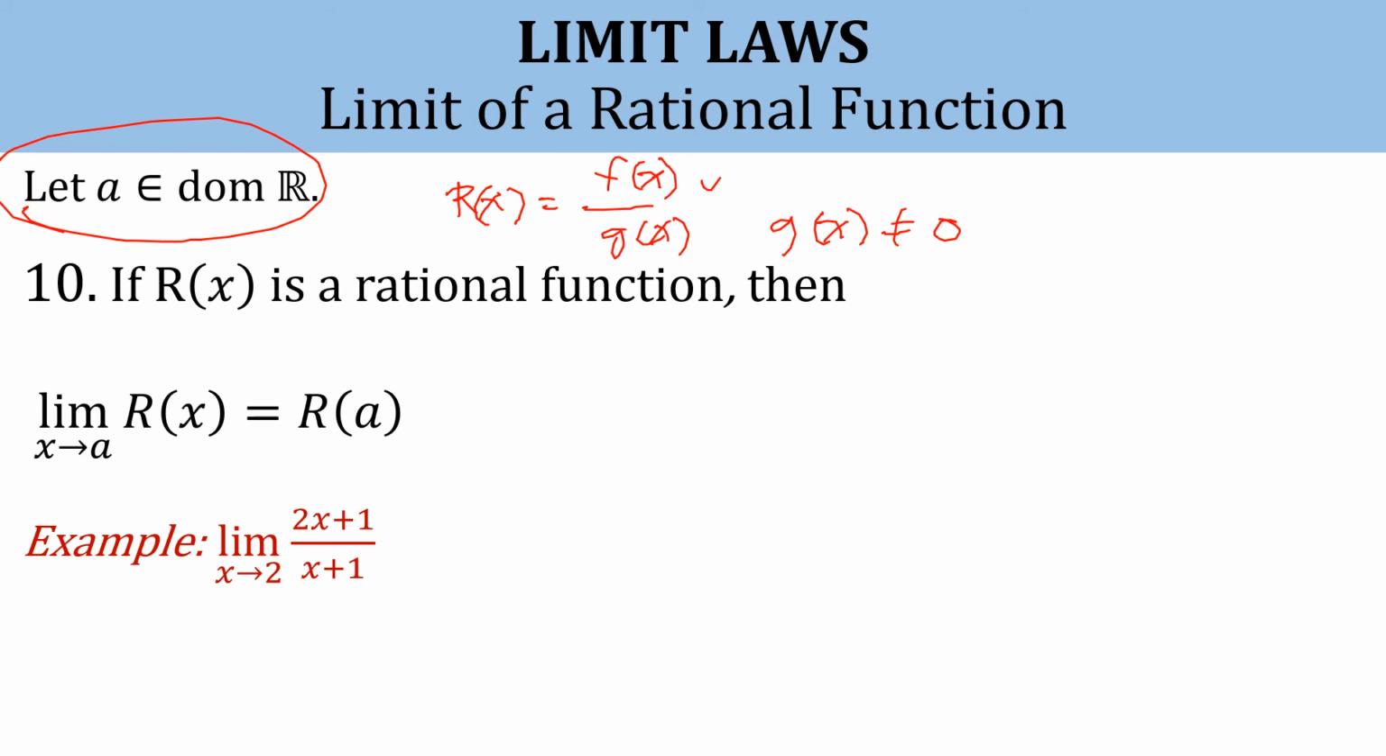Let's have an example here: the limit of 2x plus 1 all over x plus 1 as x approaches 2. When do we know that we can apply this law? It's only when the a that is given is part of the domain. How do we identify the domain? Remember, in order to identify the domain, we go to the restrictions first. Kind of like the Ten Commandments, if you think.